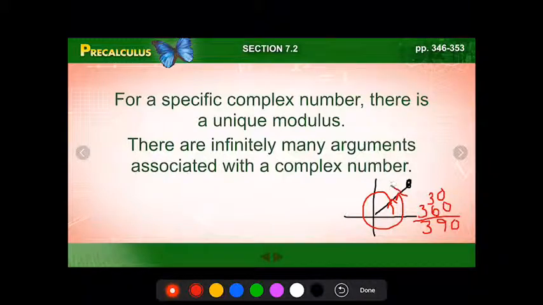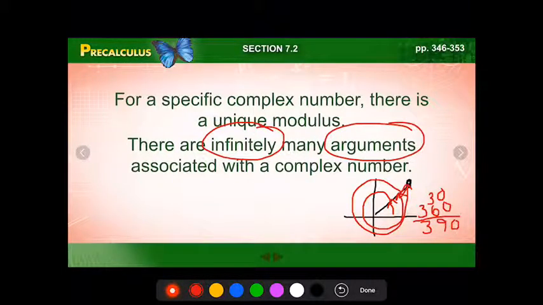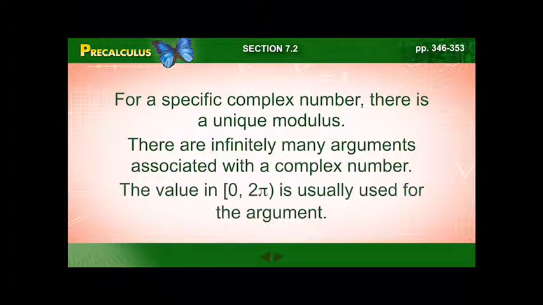But you could actually keep going around. I could go one more time around and add 360 more to that. I'm still back to the same modulus. So that's what it's talking about when it says it has an infinite number of arguments, because you can keep going around and around and around. But that radius, or the hypotenuse, or also called the modulus, is going to be the same exact number. It's not going to change.